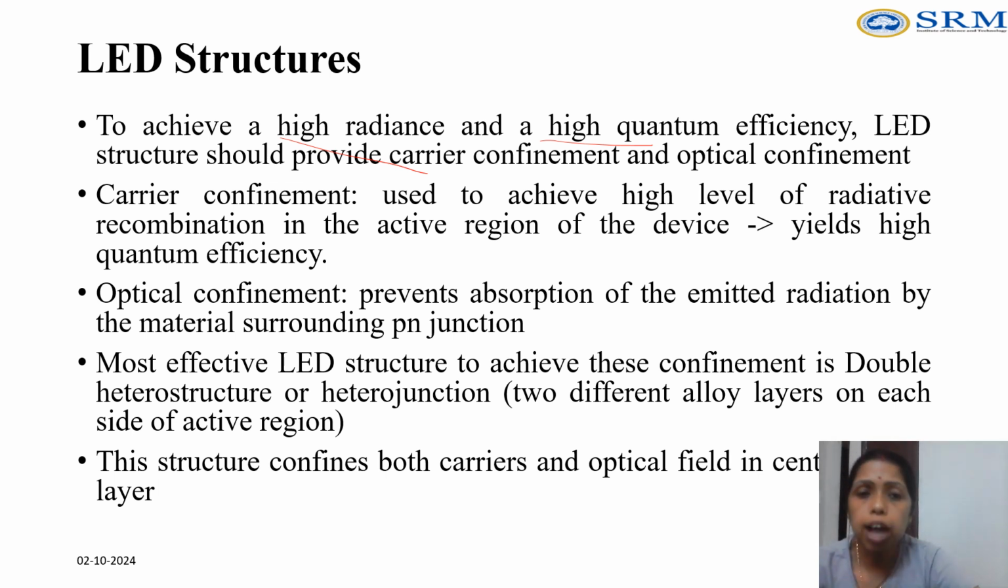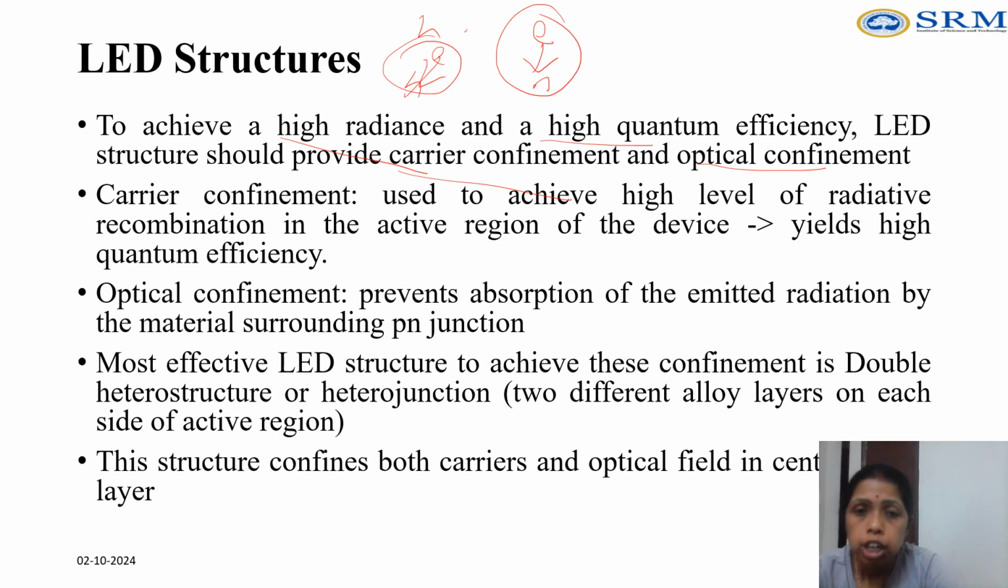In order to achieve high efficiency and high radiance power, there will be carrier confinement and optical confinement. Two confinements are there. One is carrier confinement, another is optical confinement. The carrier confinement I already told: the electron and the hole both should come together for recombination. This process is the carrier confinement.